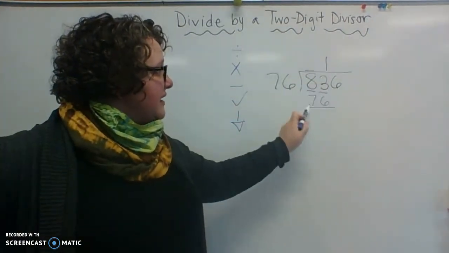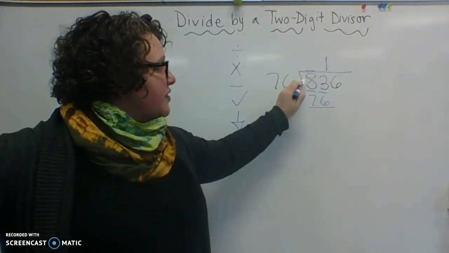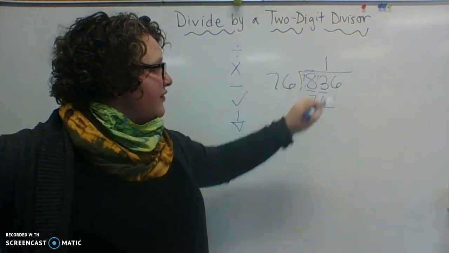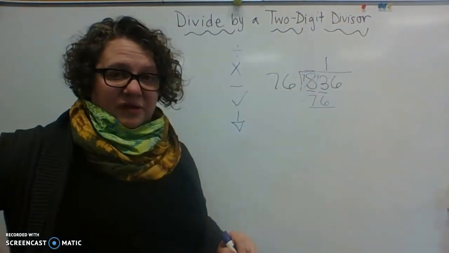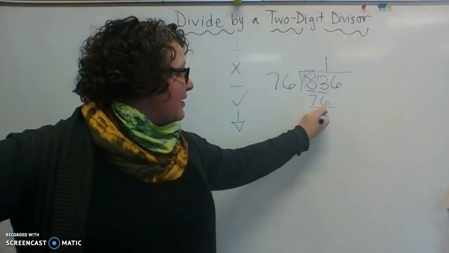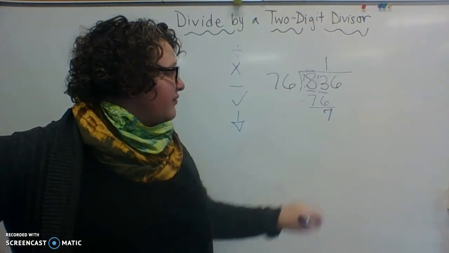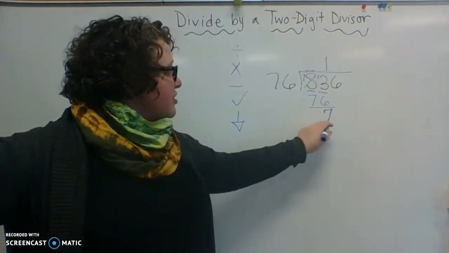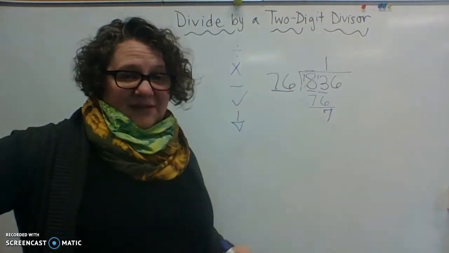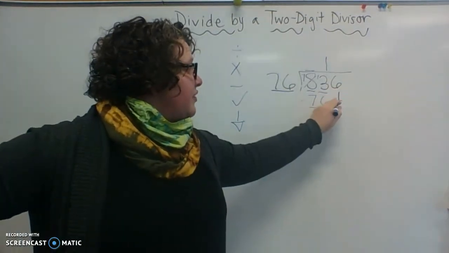So 1 times 76 is 76, and then we subtract. And we're going to have to borrow and turn that into a 7 and make that turn our 3 into 13. So we have 13 minus 6, which is 7. And then 7 minus 7 is 0, so I'm just going to leave that. And I'm going to check and make sure 7 is less than my 76. And it is less than 76, so I'm going to drop down my 7.